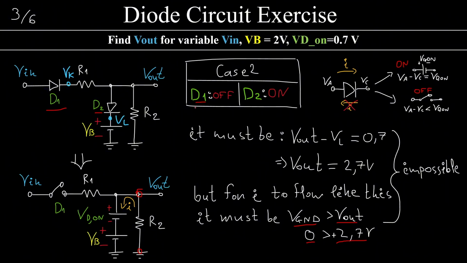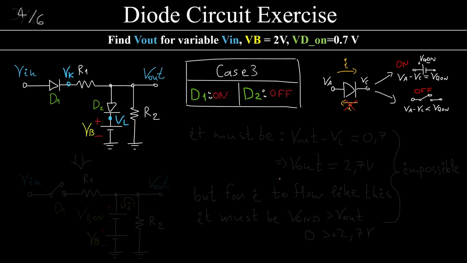We can never have D1 off and D2 on. This can never be true in this circuit, because it would violate this basic principle that the diode has to allow a current to conduct from the anode to the cathode. Okay, so this configuration is impossible. Moving on to the third case.